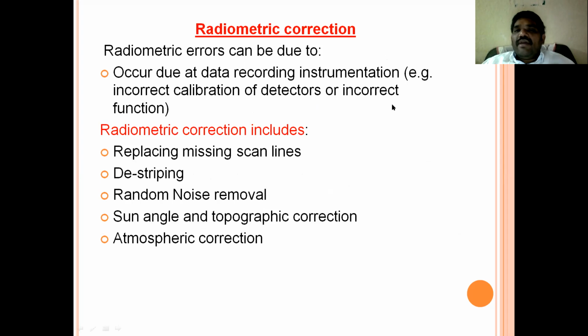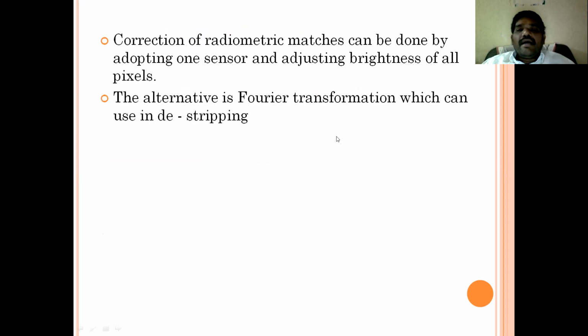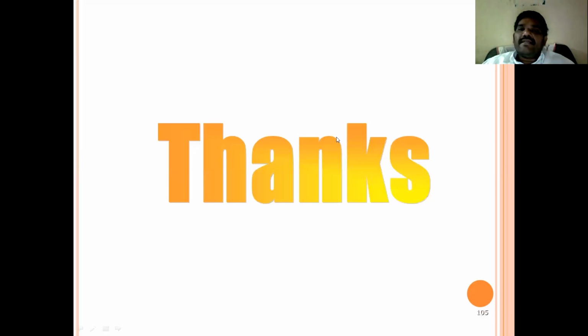Radiometric correction. In digital image processing, there are two categories: one is radiometric correction, and another one is geometric correction. The last one under radiometric correction is atmospheric correction.